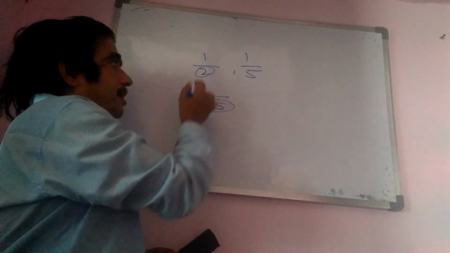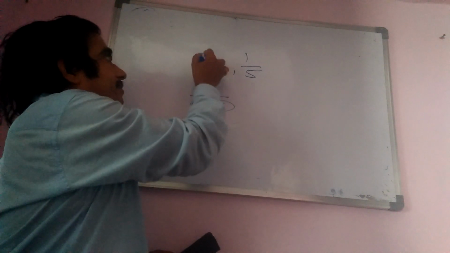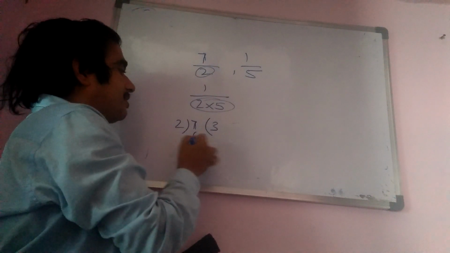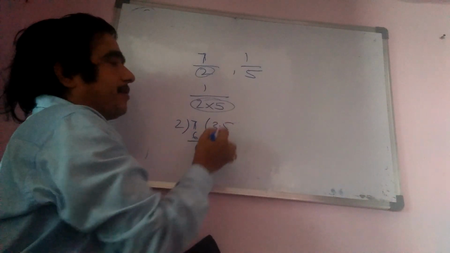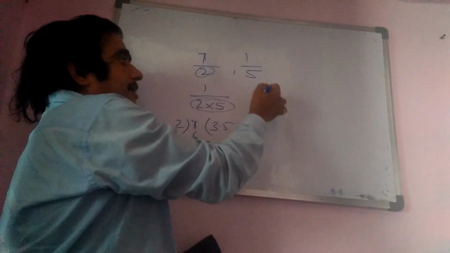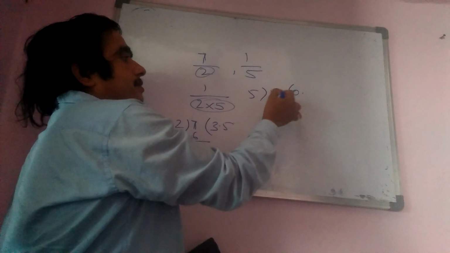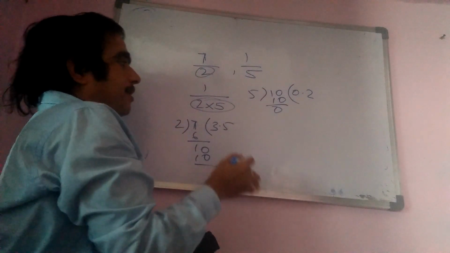With 1 by 2 we have already learned one. Okay, I will show you again. Say 7 by 2. 7 I am dividing with 2. 2 threes are 6, 1 0. 2 fives are 10. So we got a terminating decimal. Okay, I will take here 1 with 5. 0.0, 5 twos are 10. It is also a terminating decimal.